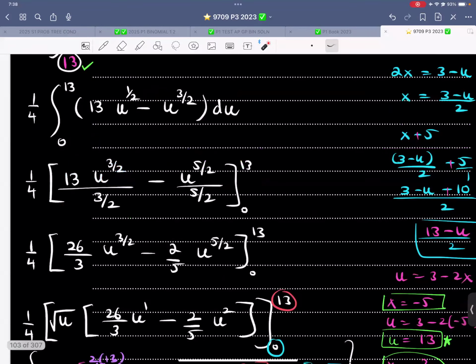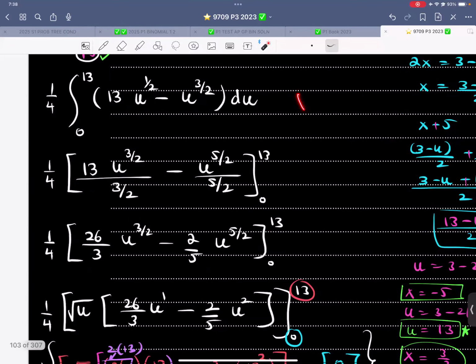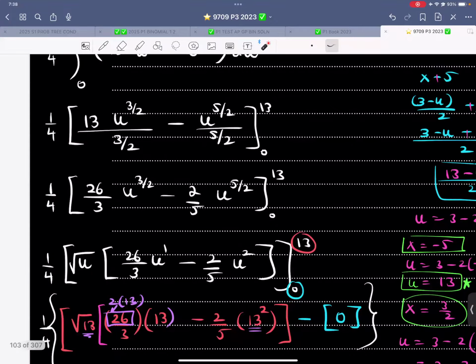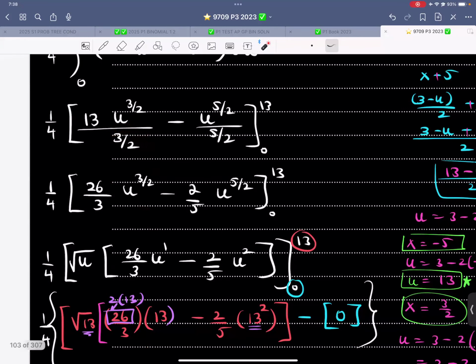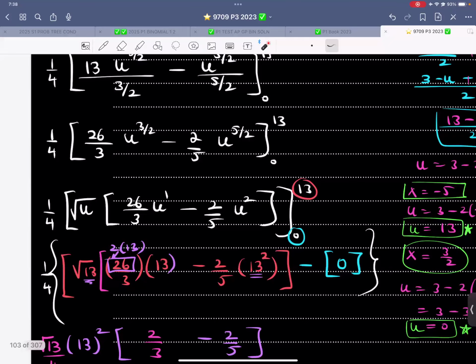Now the integration starts, which is very basic, which is P1 integration. Increase the power by 1, divide by the new power. Increase the power by 1, divide by the new power. Division by 3 over 2 is multiplication by 2/3. 2 into 13 becomes 26 over 3. Multiplication by 2/5.